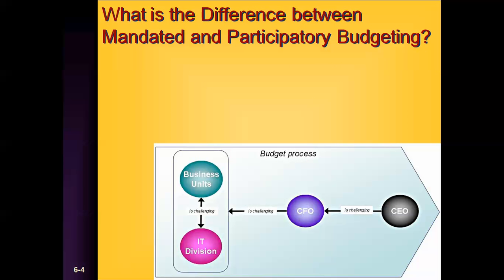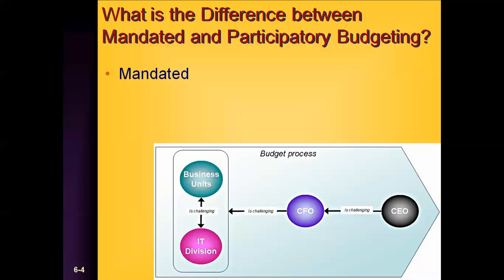Okay, so there's a couple different approaches here, but let's talk about two. What is the difference between the mandated versus the participatory budgeting? Mandated budgeting is kind of a militaristic approach to budgeting. It's basically command and control. The generals at the top set the battle plan, and they tell their subordinates, okay, this is what you're going to do. Don't ask any questions. Just do it. That's called top-down budgeting.